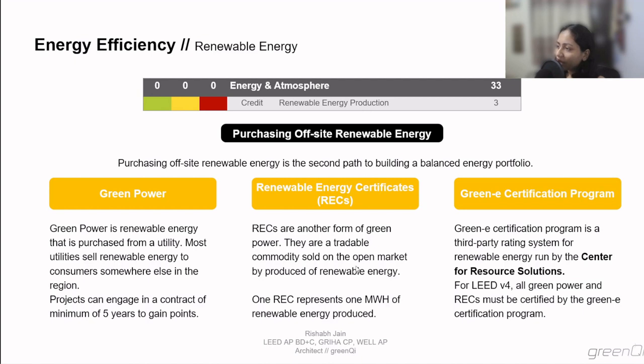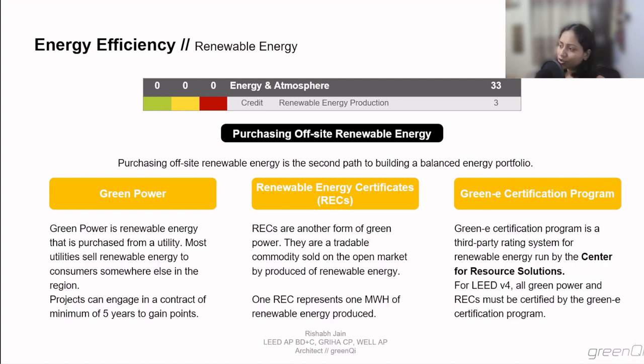And we also have RECs, which are renewable energy certificates. They are another form of green power. They are a tradable commodity sold in an open market, produced from renewable energy. So, for example, somebody is producing some amount of renewable energy.